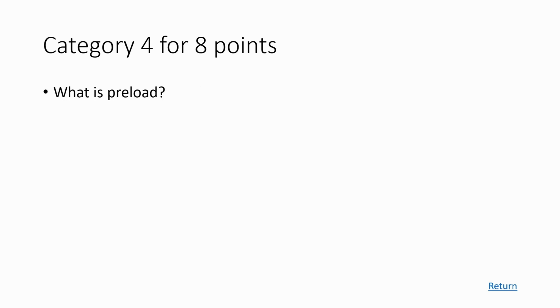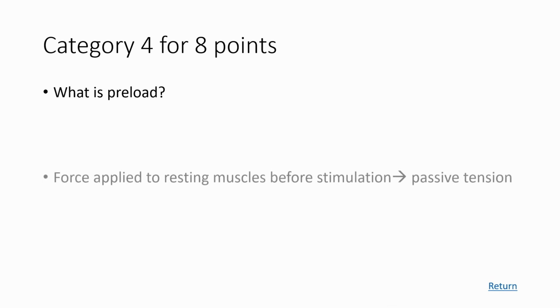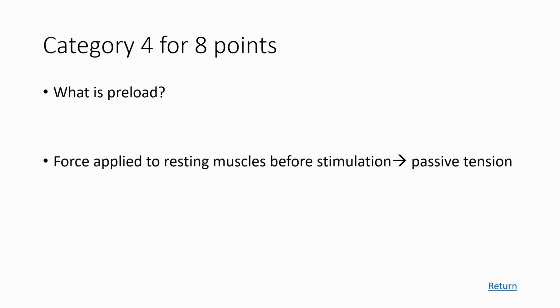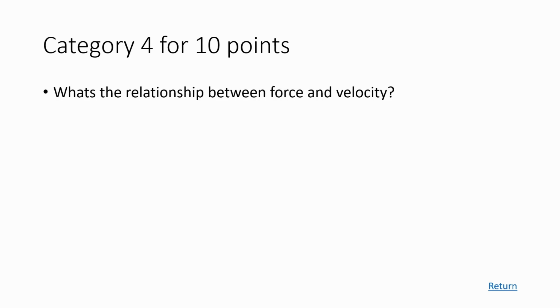Okay, what is preload? This is the resting muscle passive tension. So again, if you're holding onto a 5-pound dumbbell in your arm and you're just holding onto it, that is the preload. It's the resistance on the muscle before tension is applied. All you're doing is holding. Now I'm moving it. Now that's afterload because I have to overcome that weight to keep it moving.